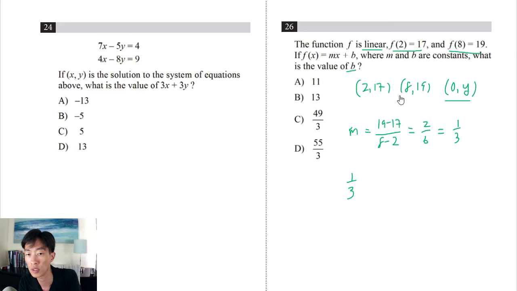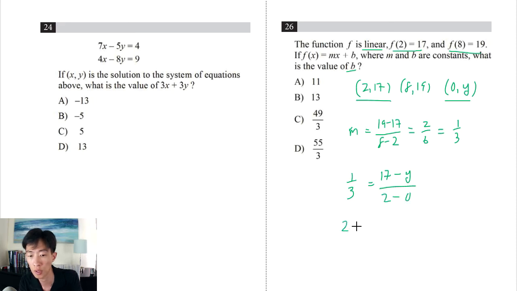Now we're going to take that slope and we're going to consider 2 points. I'll use this point and this point since it's smaller numbers. So we know our slope is 1/3 and we're going to plug in. This time I'm going to make this one the bigger number. So we're going to say 17 minus y divided by 2 minus 0. All right, so here we can cross multiply.